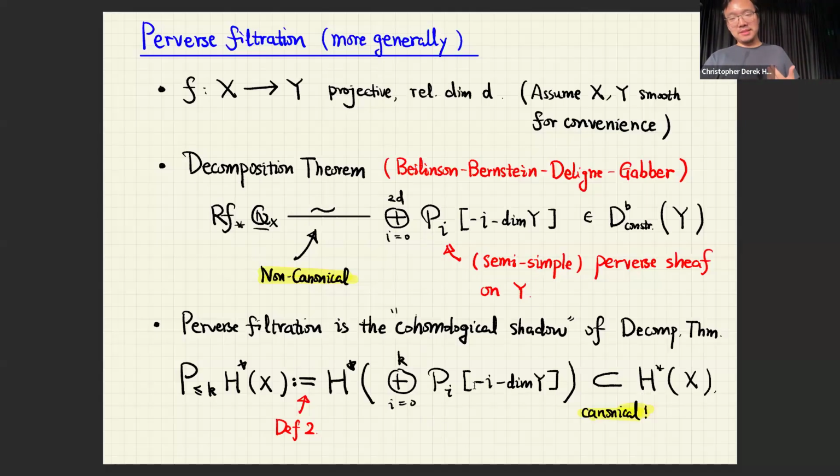Because this contribution can be written in terms of the truncation function, six operations. So the perverse filtration is canonical, although the decomposition theorem of the BBDG is not. In other words, the perverse filtration is the cohomological shadow of the sheaf theoretic decomposition theorem. So this is the information you see on global cohomology for the decomposition theorem.